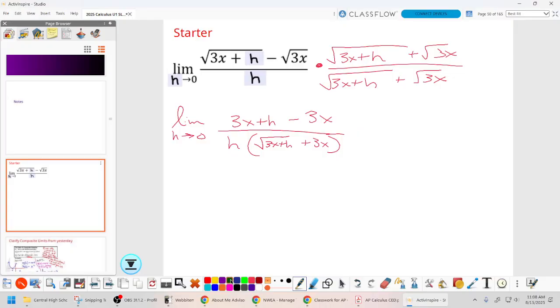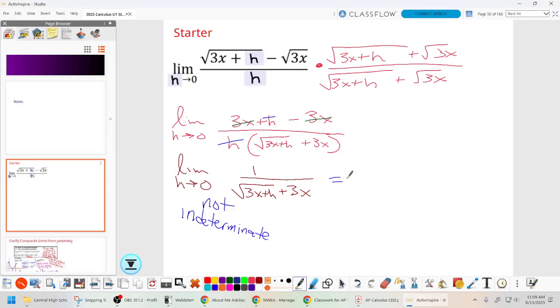Here, our 3x's cancel and we're just left with h over h. So they also simplify to 1. And I'll write limit one more time. Don't forget, when all this business happens in the numerator, there's still a 1 there. Okay, and now we're not indeterminate. We're okay to just direct substitute. Not indeterminate.